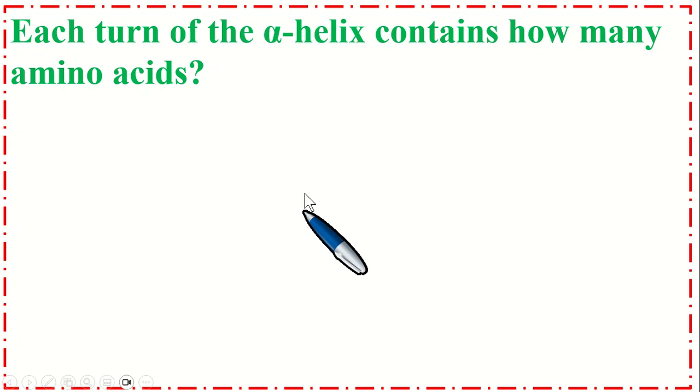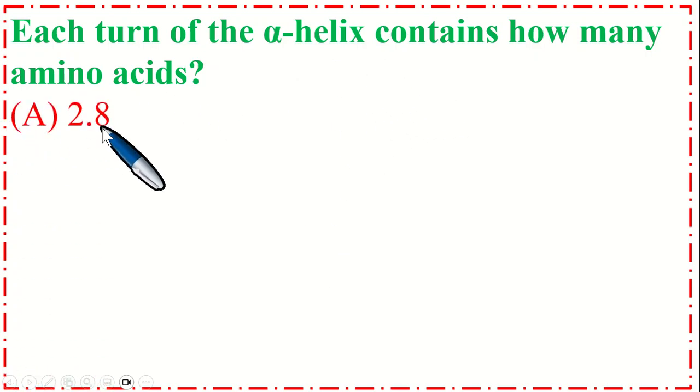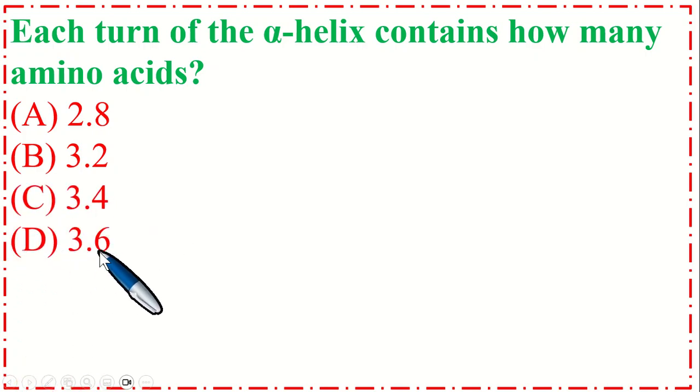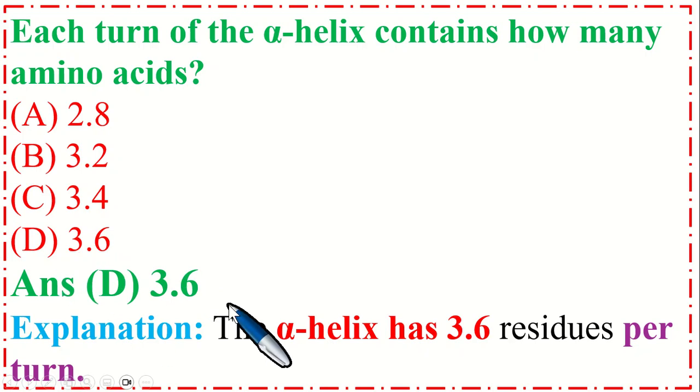Each turn of the alpha helix contains how many amino acids? Option A 2.8, B 3.2, C 3.4 and option D 3.6. So the correct option is D, 3.6. The alpha helix has 3.6 residues per turn.